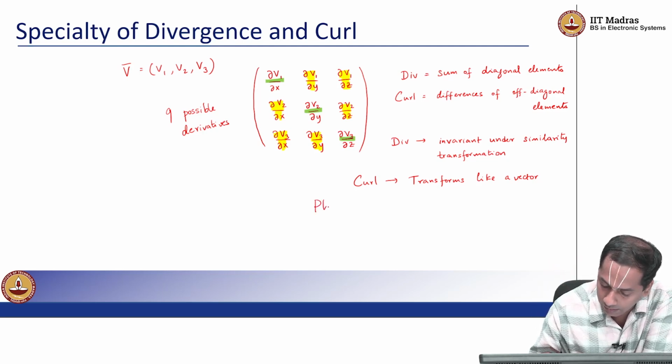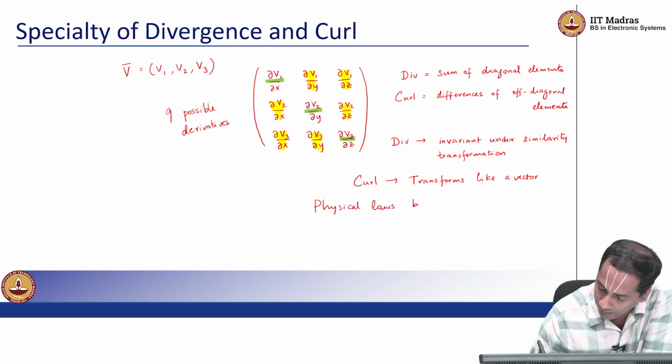So, we can say that physical laws become independent of observers.